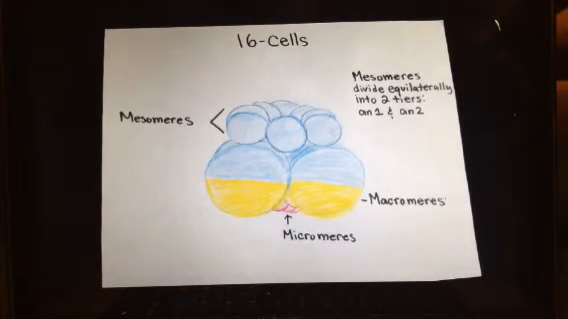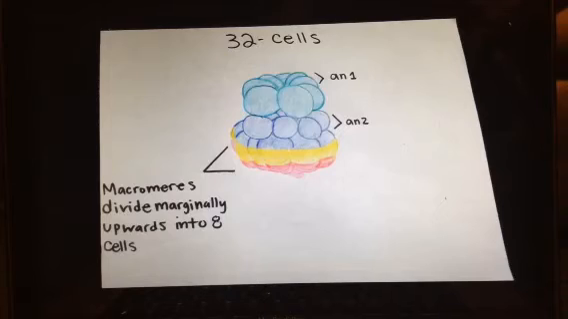Here's the 16-cell stage where the mesomeres divide equatorially into 2 tiers, AN1 and AN2. Present also are the macromeres in yellow and the micromeres in red. Here's the 32-cell stage where the macromeres divide marginally upwards into 8 cells.